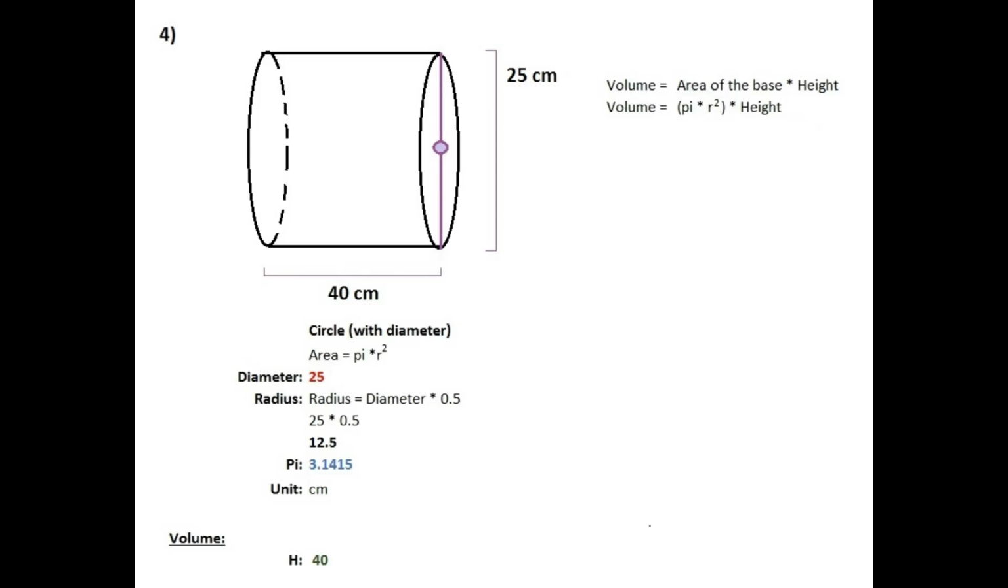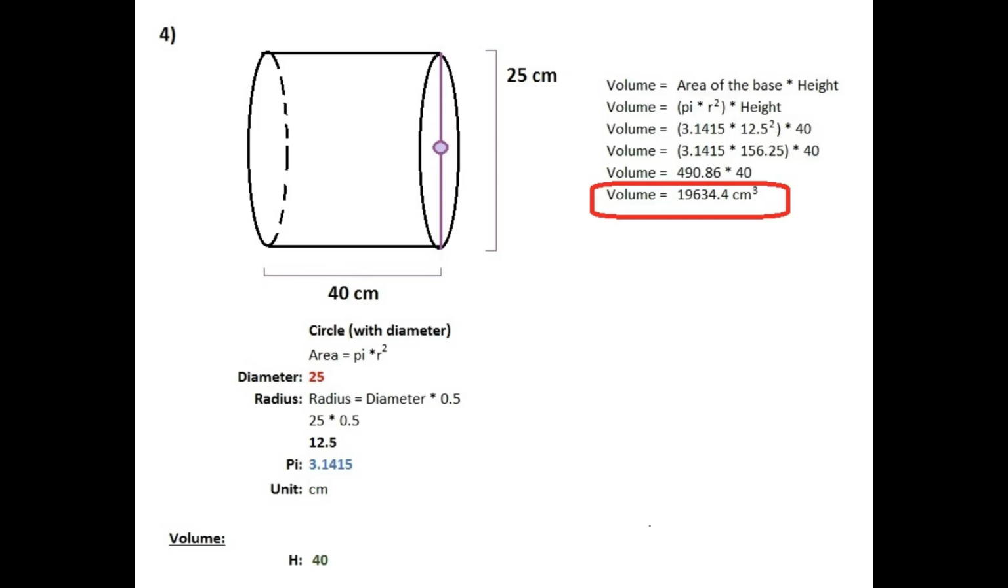The volume is pi times radius squared times height, and it's 3.1415 times 12.5 squared times 40. And that becomes 3.1415 times 156.25 times 40. And the step before our final answer is 490.86 times 40. And our final answer is 19,634.4 centimeters cubed. And that's it for number 4.